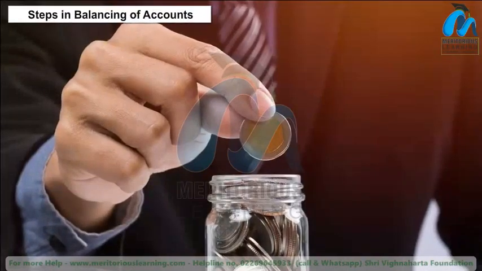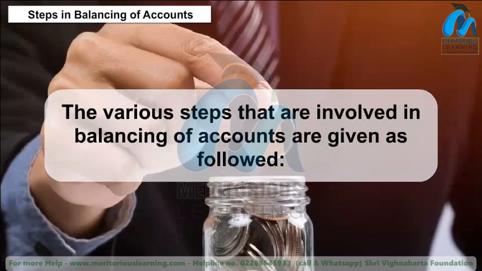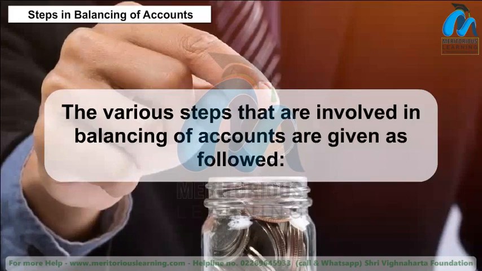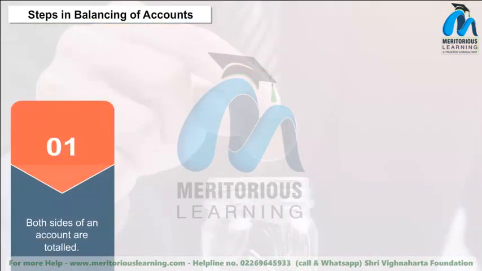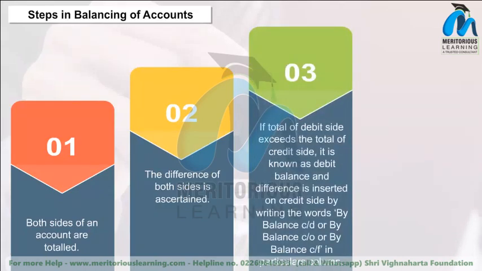Steps in balancing of accounts. The various steps that are involved in balancing of accounts are as follows. 1. Both the sides of an account are totaled. The difference of both the sides is ascertained. If the total of the debit side exceeds the total of the credit side, it is known as debit balance, and the difference is inserted on the credit side by writing the words by balance CD or by balance CO or by balance CF in the particulars column.